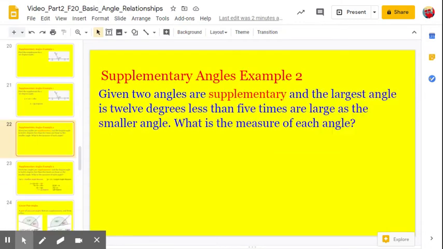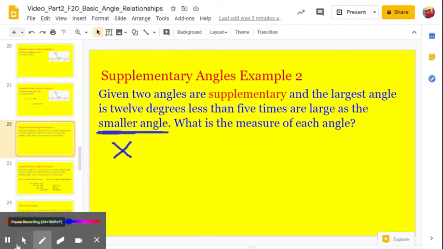All right, given two angles are supplementary, and the largest angle is 12 degrees less than 5 times as large as a smaller angle, what is the measure of each angle? So I want you to write the algebraic equation to solve this problem. I'm going to help you get started here. I want us to all define x the same way. So we're going to define the smaller angle as just x. Now, I need you to think about how you're going to define the large angle, given that they tell you it's 12 degrees less than 5 times as large as a smaller angle. If the smaller angle is x, what's the largest angle in terms of x? Write the equation.